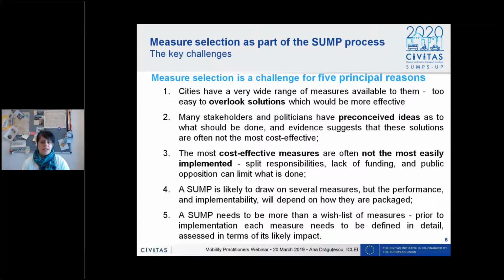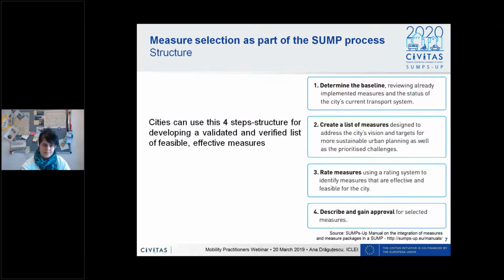A SUMP is likely to draw on several measures, but the performance and implementability will depend on how they are packaged. So it's always a challenge to package the measures. And a SUMP needs to be more than a wish list of measures. Prior to the implementation, each measure needs to be defined in detail, assessed in terms of its likely impact. So we have to understand what the future impact of the measure could be in order for us to decide whether we will include it or not in the long list of measures.